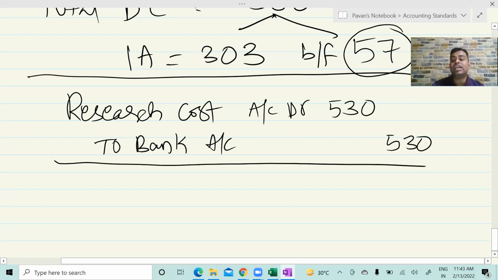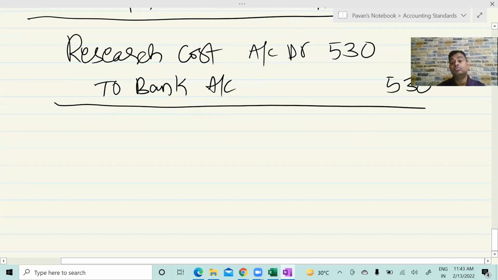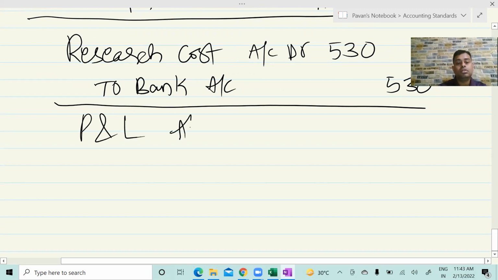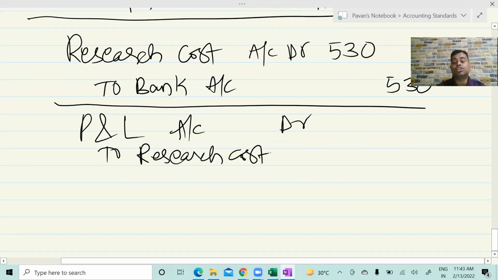So research cost incurred. Now can it be capitalized? No. If it is not capitalized, what to do? P&L account debit, research cost, how much? 530 lakhs.